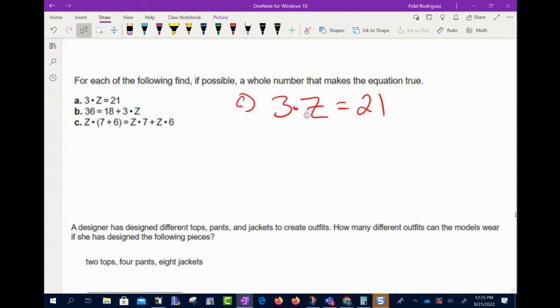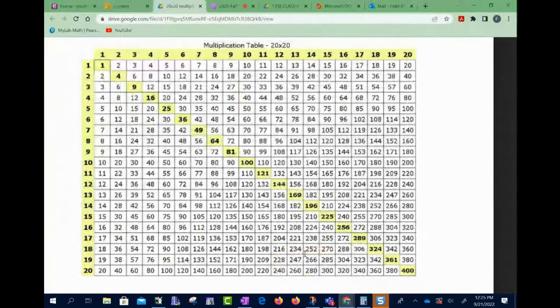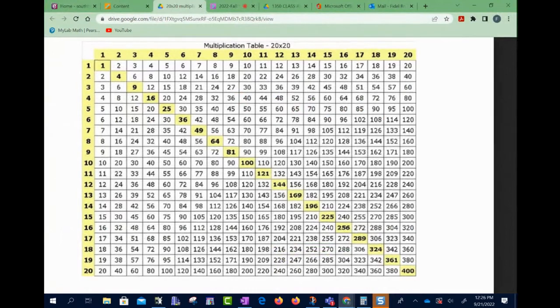But I'm going to come back and look at my multiplication table. And I want to figure out when 3 times something is going to give me 21. And again, I know that we know what the answer is. But what we want to do is show this to kids, right?